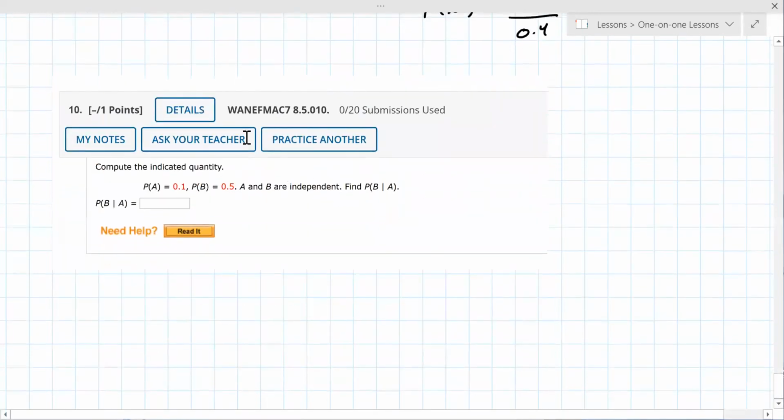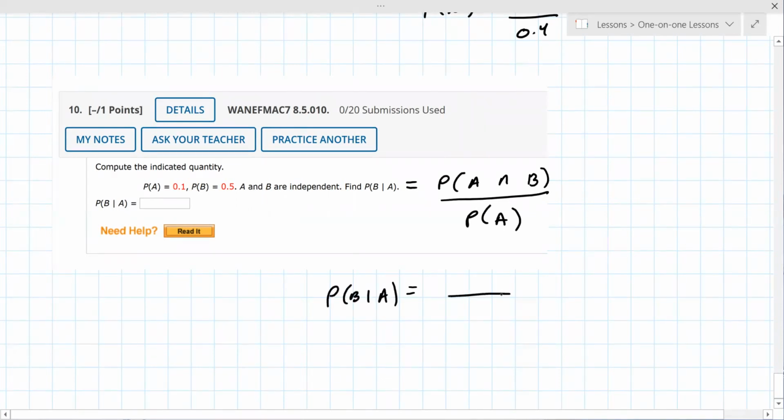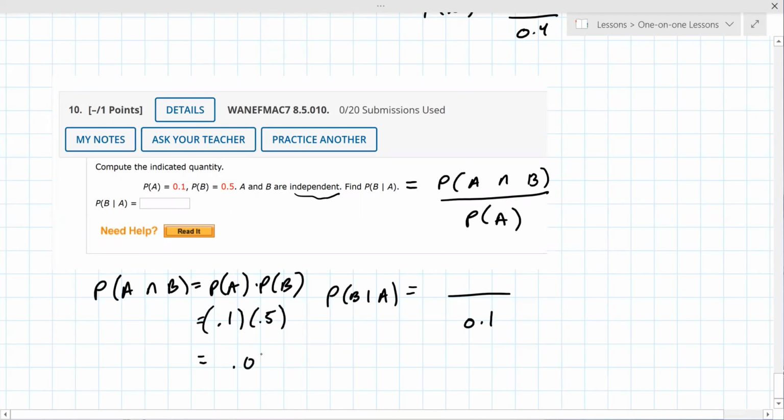All right, so find the probability of B given A. So that is equal to the probability of A and B over the probability of the second letter, which is A. Okay, so we're trying to find this, and this is the first time where we don't have 2 of the 3 values. We have just the bottom value. Because they're independent, the probability of A and B is equal to the probability of A times the probability of B. So we have those two numbers. So 0.1 times 0.5 becomes 0.05. And that's your number up there up top.